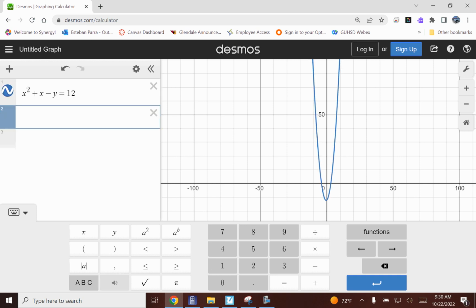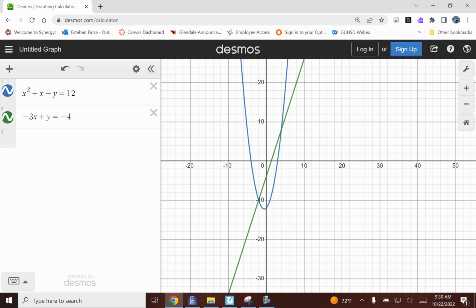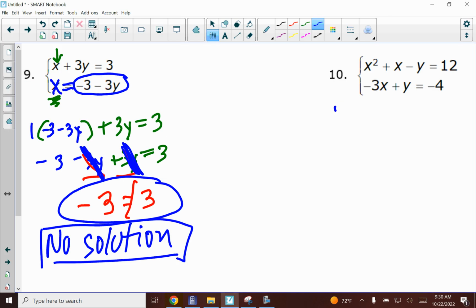And then the last one is negative 3x plus y equals negative 4. So our goal is to try to find where they cross. One of the points is at (-2, -10), and the other point is at (4, 8). So those are our solutions: (-2, -10), and again, we're going to have a solution at (4, 8).